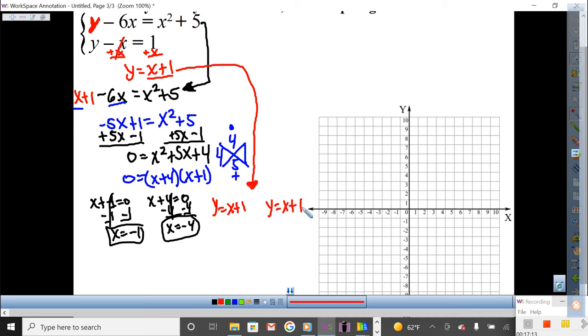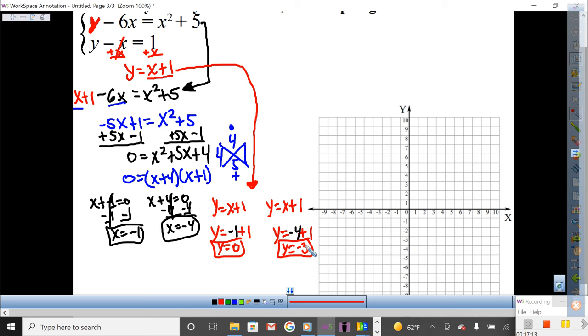Why twice? Tell your neighbor, why did I write it twice? Yeah, because we have x equals negative 1 and x equals negative 4. So I'm going to substitute in here. Y equals blank plus 1. Y equals blank plus 1. And first I'm going to substitute this one, which is negative 1. And over here is what? Negative 4. Is everybody following up to right there? Yes, Mr. Q. All right, therefore, what is my first y? Y equals 0. How about the second one? Y equals negative 3.